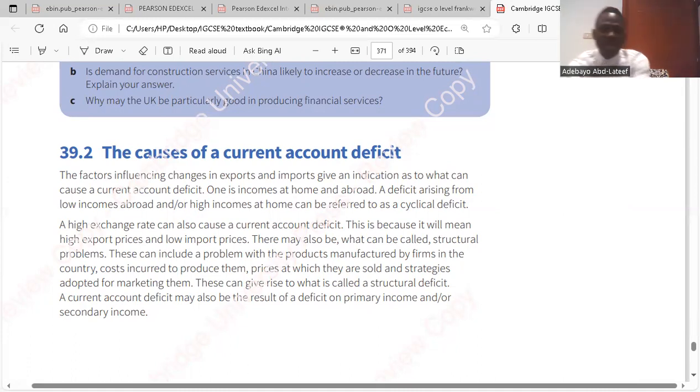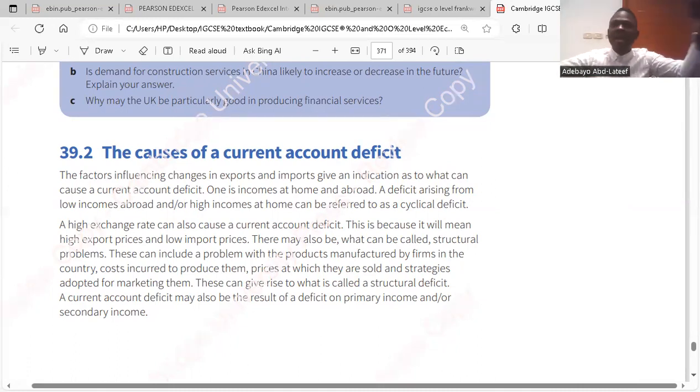So another problem here is high export prices and low import prices. Price of exports are high, so people are not going to buy. Price of imports is less, so people will buy more. Do you understand? But what is the problem with this? Since you are buying more, you won't be able to export raw materials anymore. Do you get it?